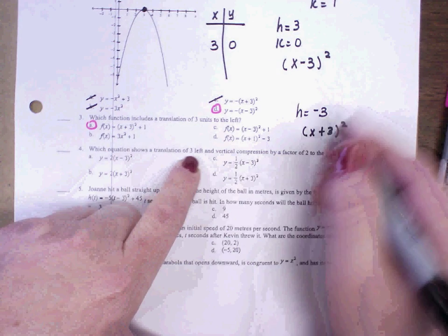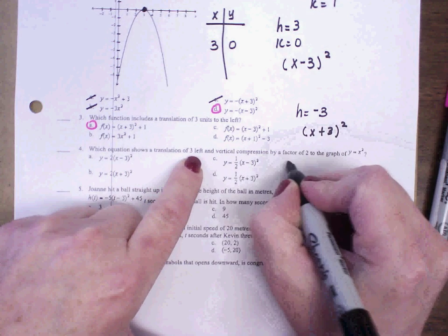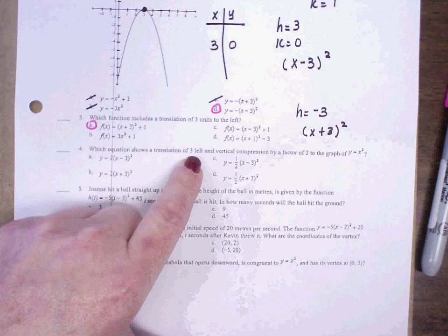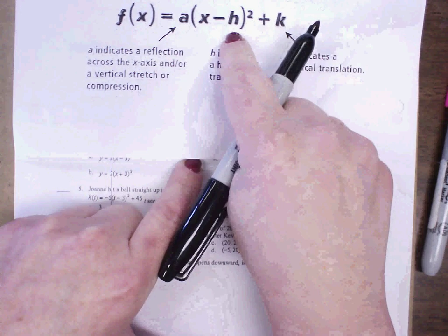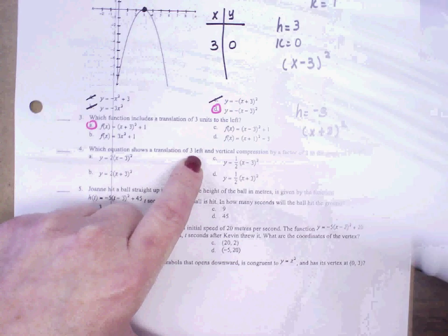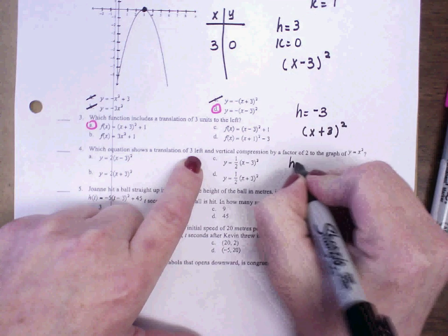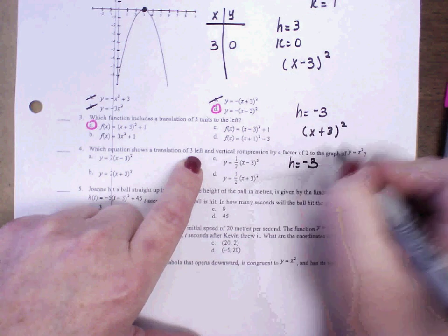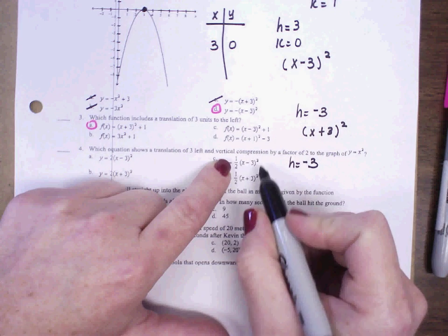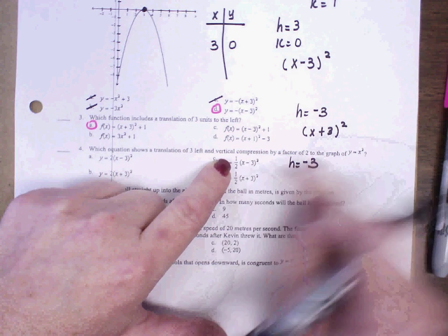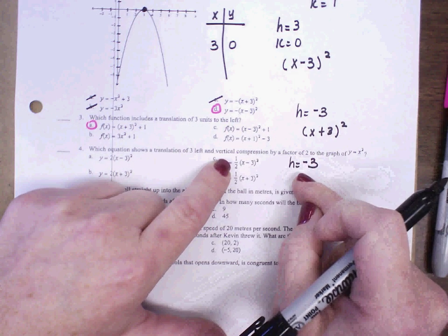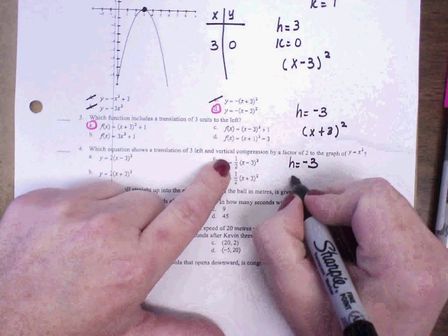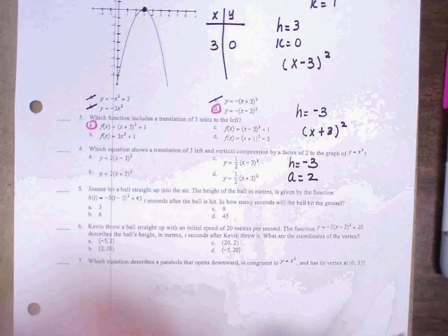All right. Which equation shows the translations 3 units to the left? So to the left would impact h, right? So h is what? -3. Vertical compression by a factor of 2. So what does that impact? The a. So a equals 2.